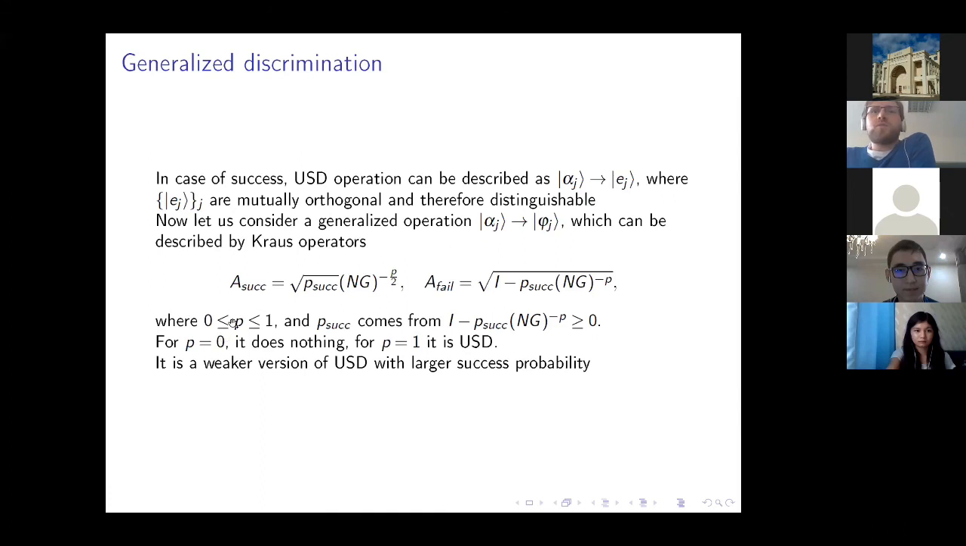For other values of p between 0 and 1, this operation works as a generalization of unambiguous state discrimination. It makes the states more distinguishable with higher success probability, but it does not make them orthogonal. So it is sort of a weaker version of unambiguous state discrimination, which can work for every desired success probability. We can find the parameter p, which actually yields this success probability.